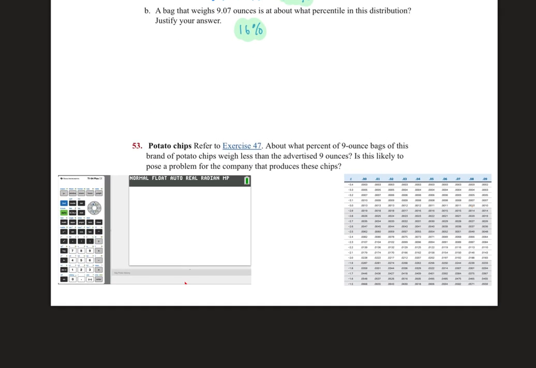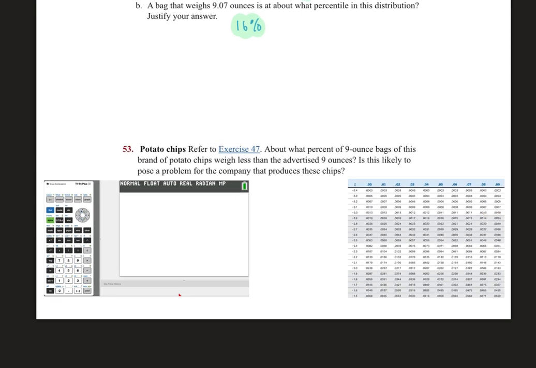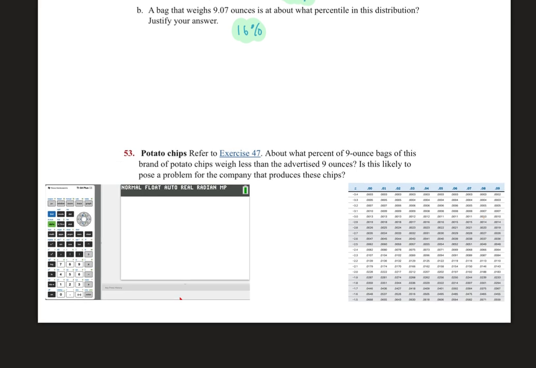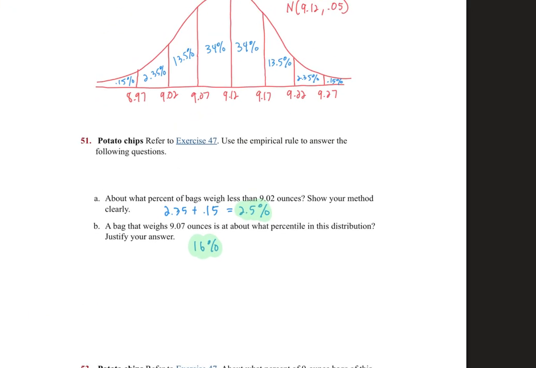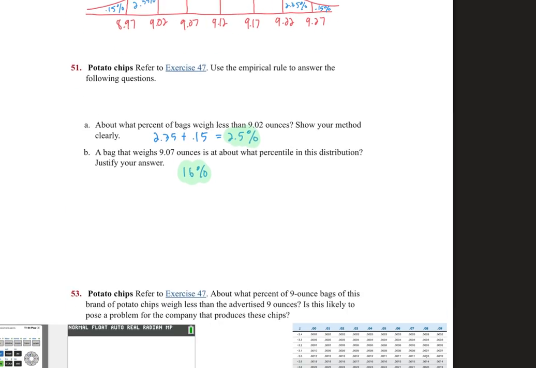Okay, next one. So now we'll do calculators. We use a calculator for a lot of these. Okay, the next one they say still refer to exercise 47. So here I'll write down, what was the mean and standard deviation? 9.12 and 0.05.